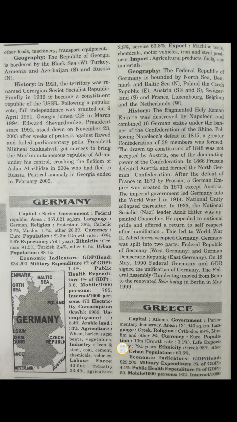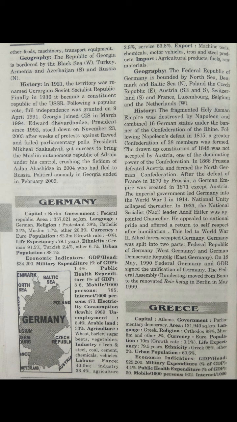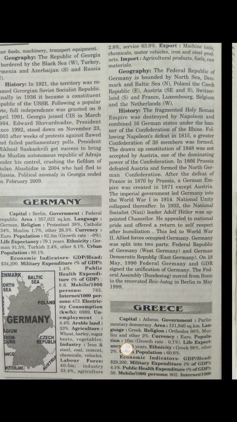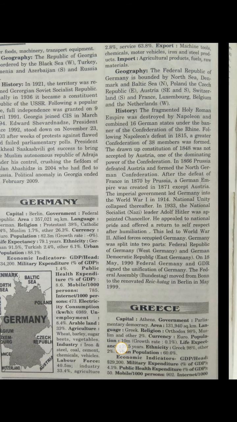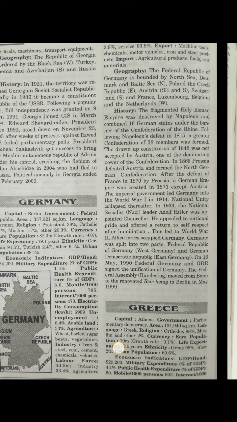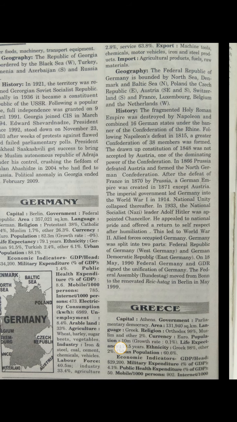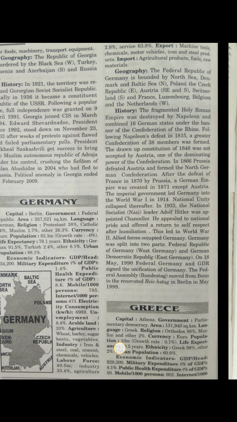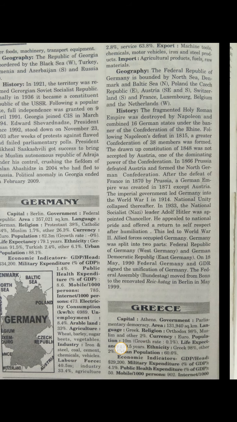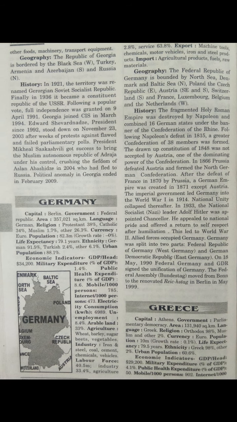Allied forces occupied Germany. Germany was split into two parts: Federal Republic of Germany, West Germany, and German Democratic Republic, East Germany. On 18th May 1990, Federal Germany and GDR signed the unification of Germany. The Federal Assembly Bundestag moved from Bonn to the renovated Reichstag in Berlin in May 1999.